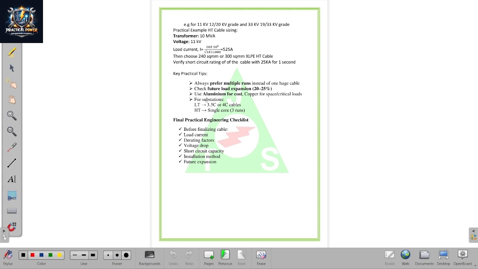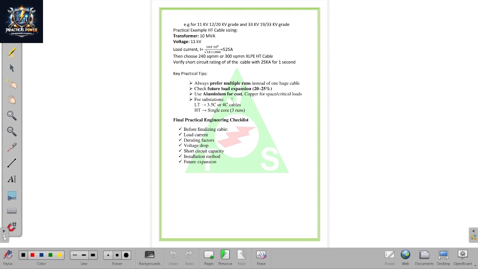Then secondly, we should not neglect the future load expansion. So during the calculation, we have to take the load current 20 to 25% above the normal load current for future expansion.